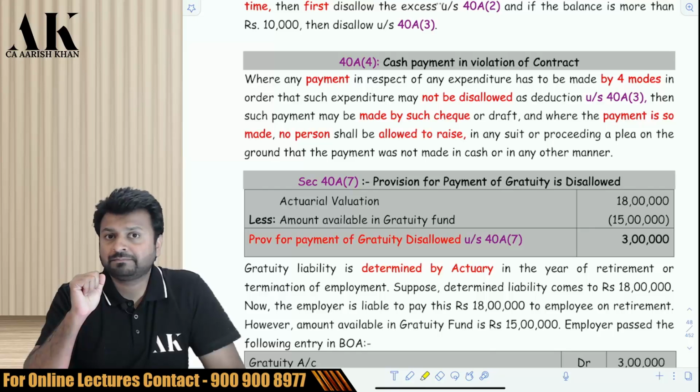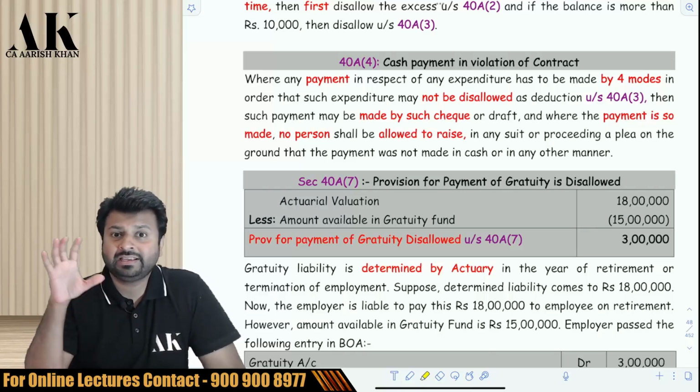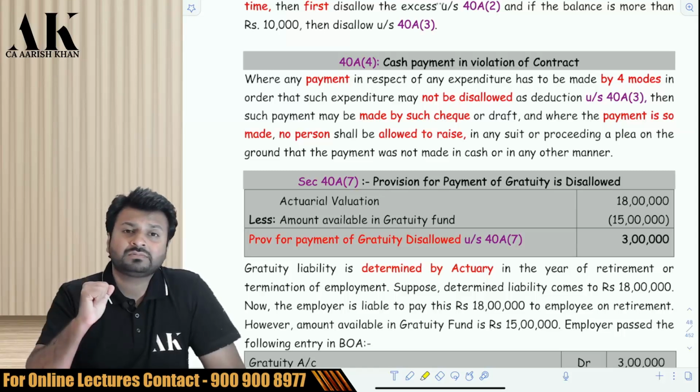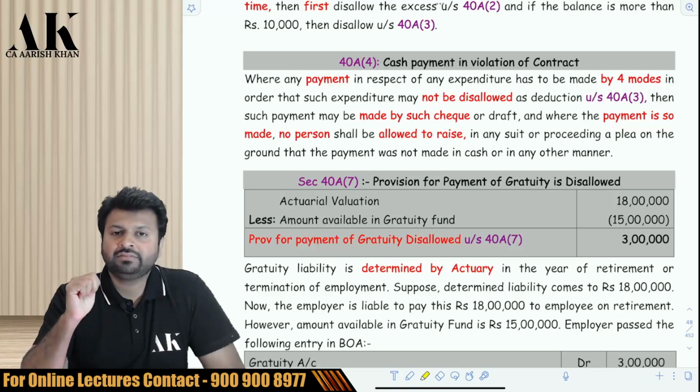So now what will happen? Will the other person file a case against me? And if he files a case, will that case exist in the court of law, or will it be quashed by the court? On this matter, section 40A(4) will protect.